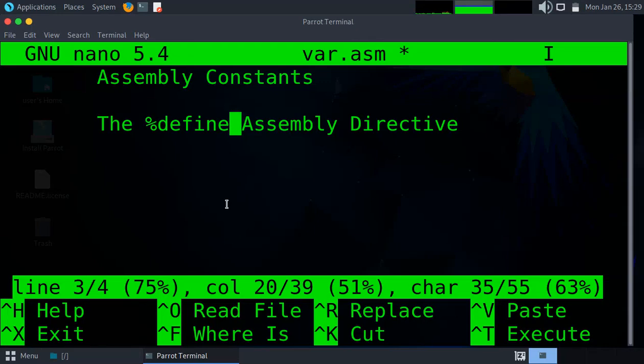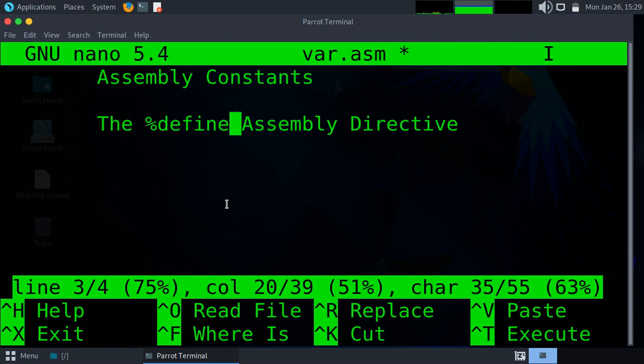Take a look at the define directive. The percentage define directive allows defining both numeric and string constants. The directive is similar to the hashtag define in C, for those who have ever programmed in C, you understand.